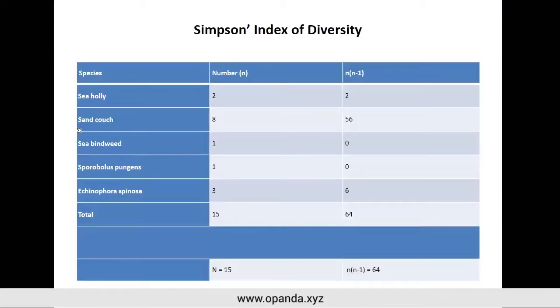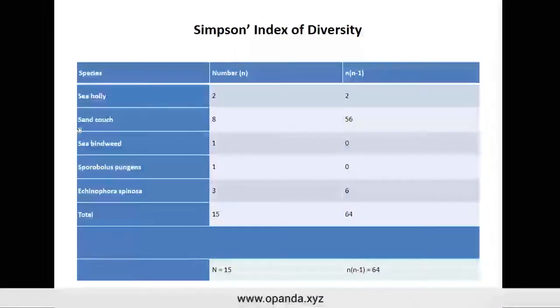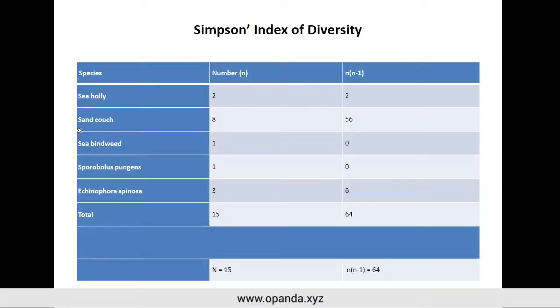Here there is another example. C. Hori 2, Sand Coach 8, C. Bindweed 1, Sporobras pungens 1, Echinopula spinosa 3. When you sum them up, they make a total of 15. Yes, this is bigger N, 15. While on the other column, you see smaller n bracket n minus 1. This is now 2; 2 minus 1 is equal to 2. You understand the procedure now? If you have a problem, you can ask.